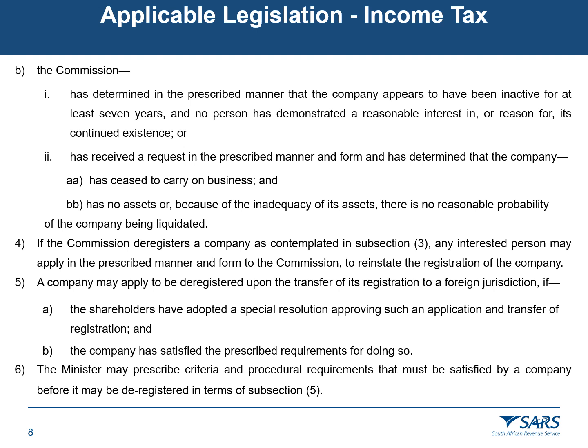A company may apply to be deregistered upon the transfer of its registration to a foreign jurisdiction if the shareholders have adopted a special resolution approving such an application and transfer of registration, and the company has satisfied the prescribed requirements for doing so. The Minister may prescribe criteria and procedural requirements that must be satisfied by a company before it may be deregistered in terms of subsection 5.